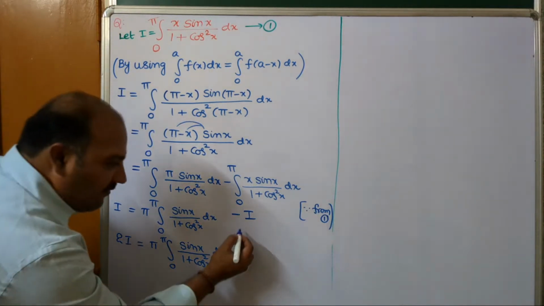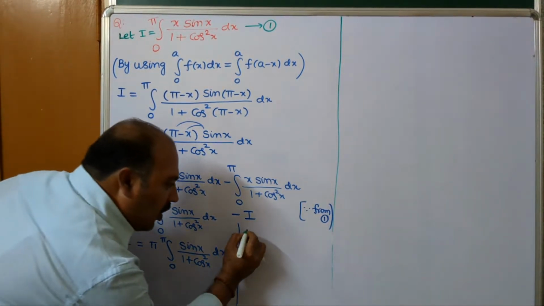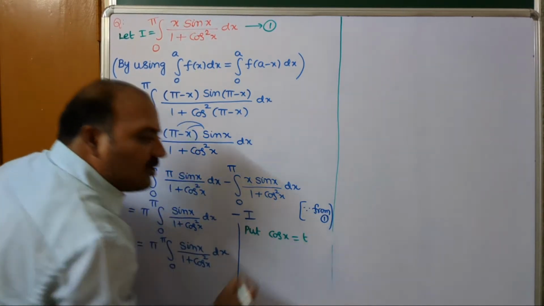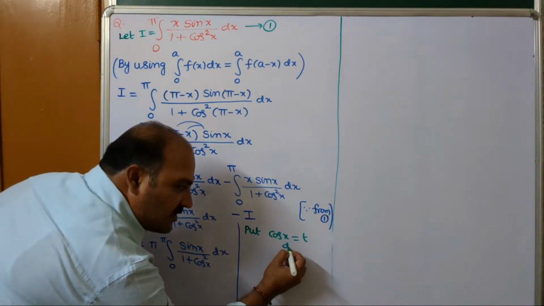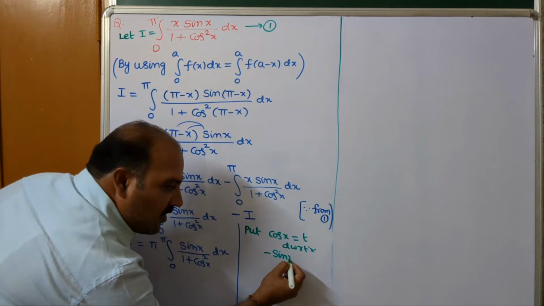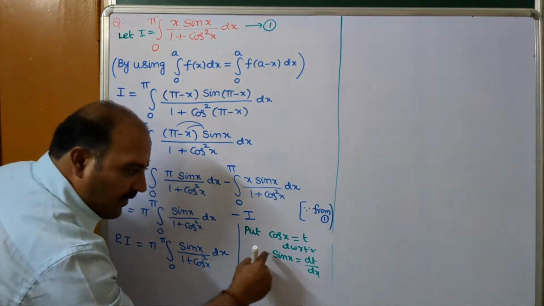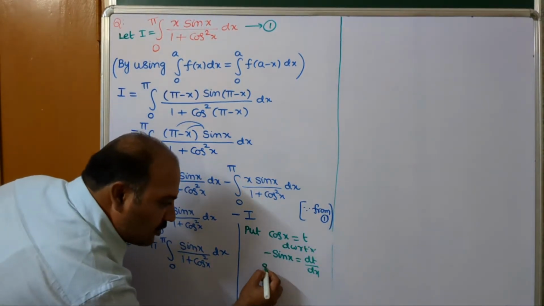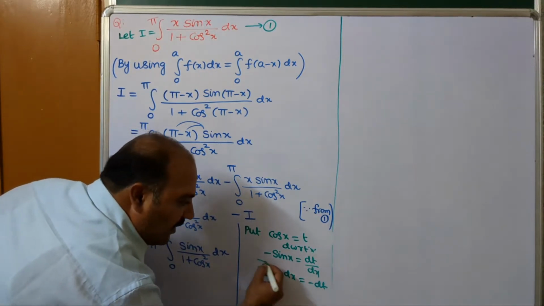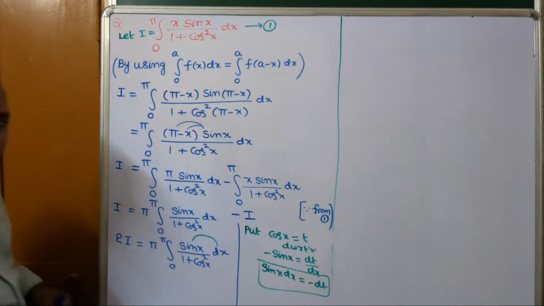After that, very important, this step is very important. Put cos x is equal to t. Put cos x is equal to t. Differentiate with respect to x. Cos x derivative, minus sin x is equal to dt by dx. Cross multiply. Dx bring this side, minus will bring that side. So sin x into dx is equal to minus dt. So in place of sin x dx, you have to replace with minus dt.